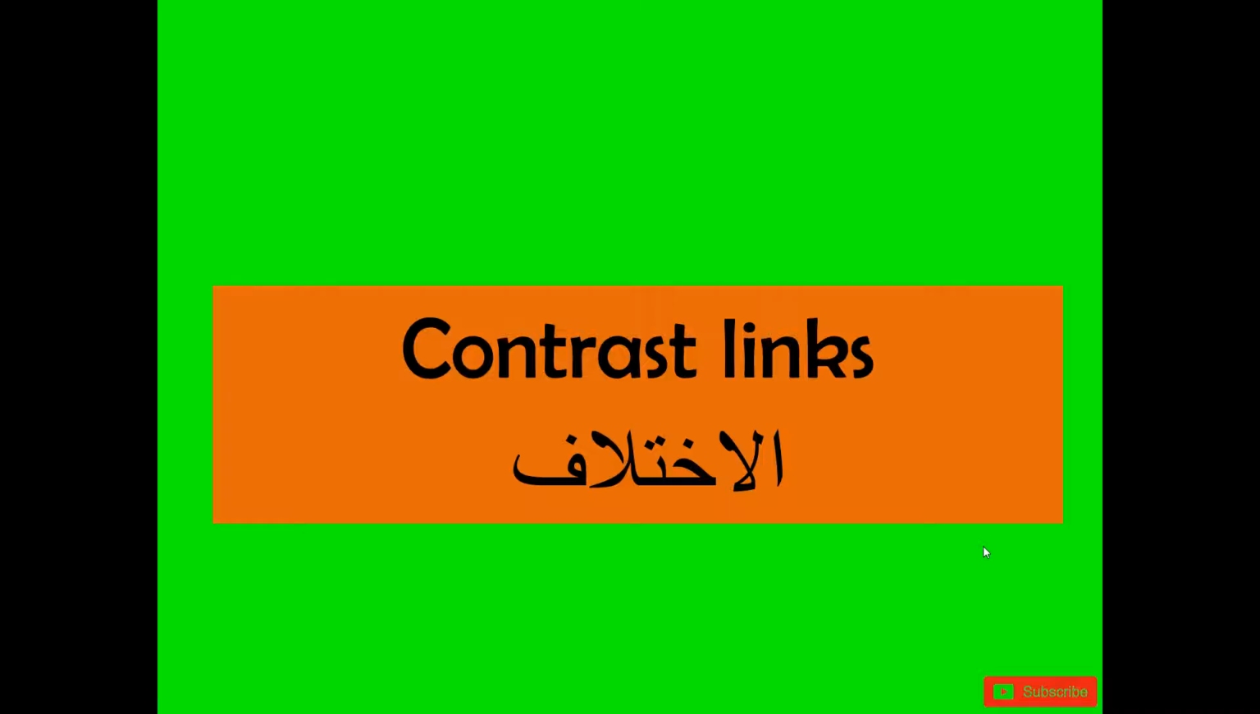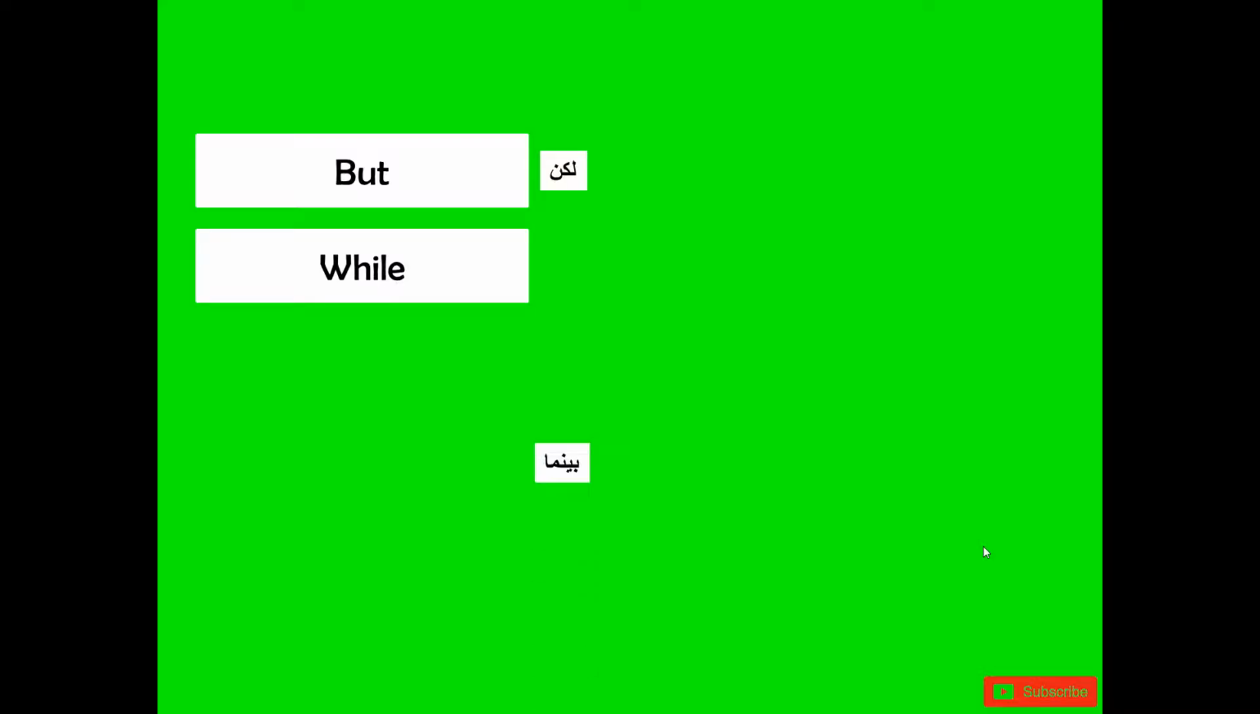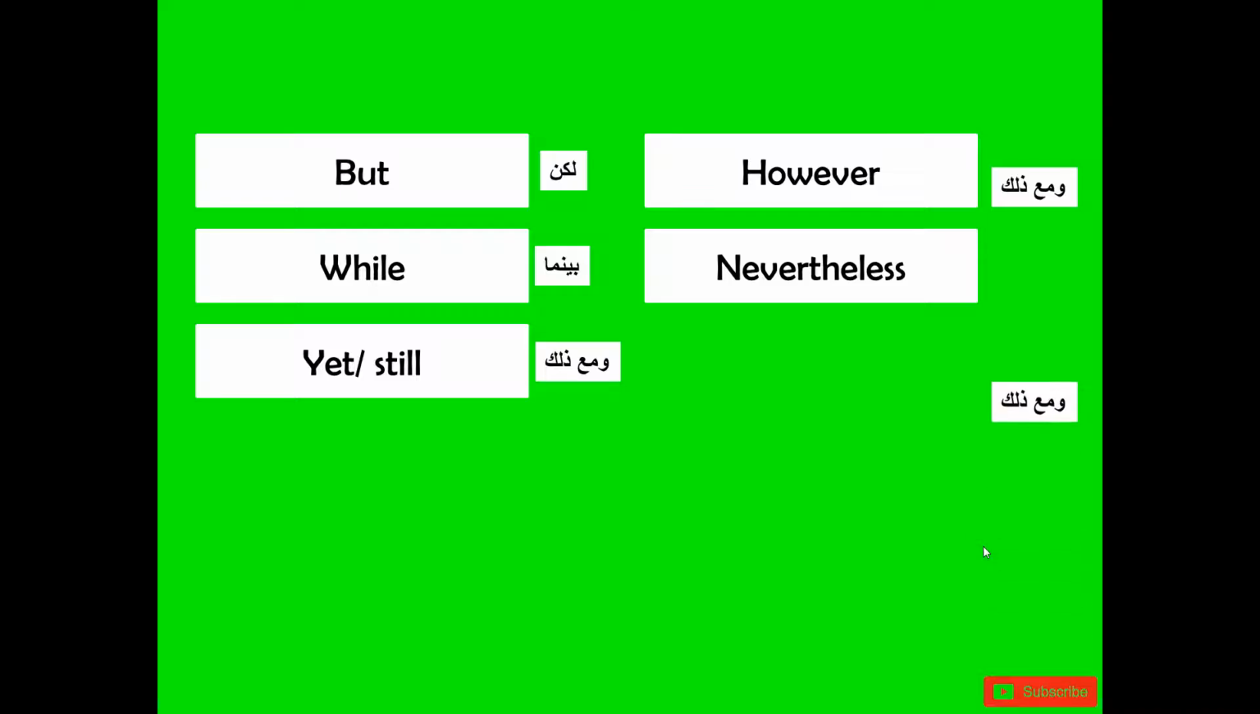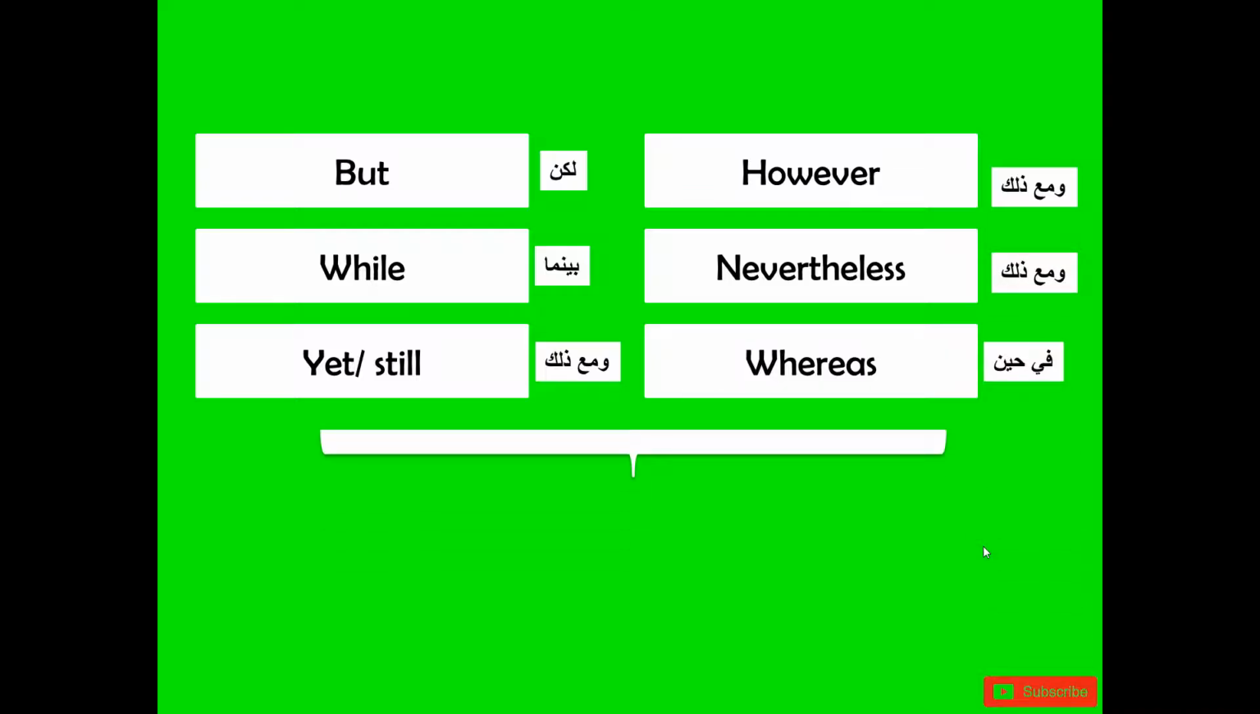To express contrast, we can use these expressions. We have but, while, yet, and still, however, nevertheless, and whereas. So these linking words are followed by subject and a verb.